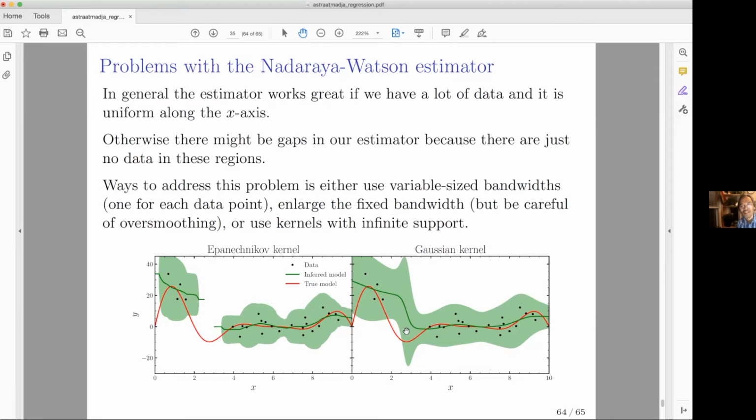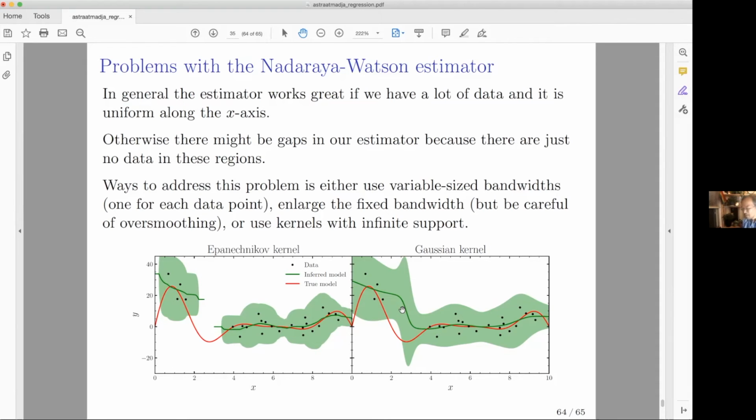But if you use a kernel with infinite support, then these data points can still make some guess about what it is. But of course, that totally depends on the shape of the kernel we choose. So it's probably not really a good estimation. As you can see, it's quite different.